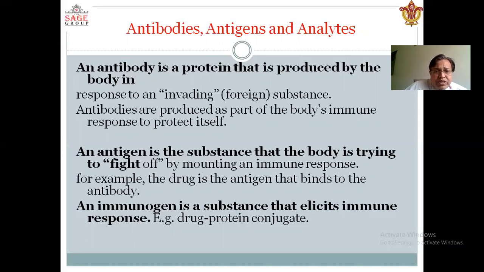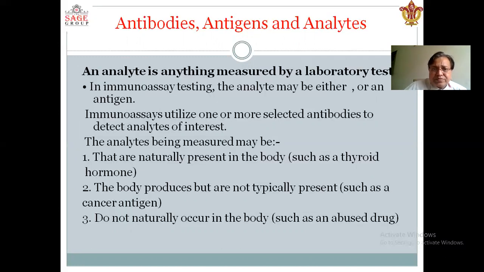And an immunogen is a substance that elicits an immune response. Example, drug protein conjugate. An analyte is anything measured by the laboratory test. In immunoassay testing, the analyte may be either an antibody or an antigen. Immunoassay utilizes one or more selected antibodies to detect analytes of interest.